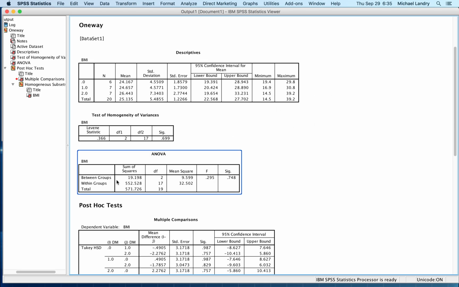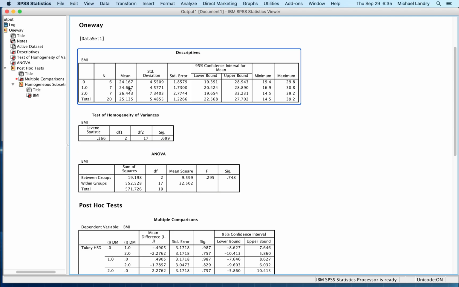We also noticed in the ANOVA table that the important numbers to report here, of course, is our F of 0.295 with degrees of freedom of 2, resulting in a significance level or a p-value of 0.748, which we know is above 0.05, meaning these results show there's no significant difference in the mean BMI for these groups.